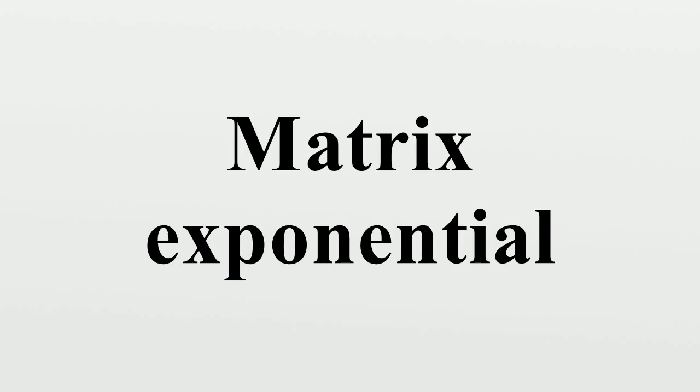Another method, if the field is algebraically closed, is to work with the Jordan form of X. Suppose that X equals PJP minus 1 where J is the Jordan form of X. Then e^X equals P e^J P minus 1. Therefore, we need only know how to compute the matrix exponential of a Jordan block. But each Jordan block is of the form J equals lambda I plus N, where N is a special nilpotent matrix.